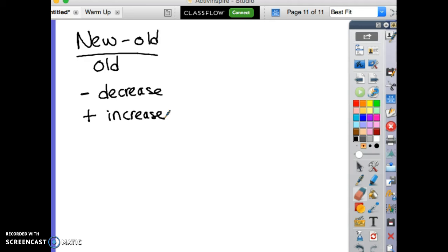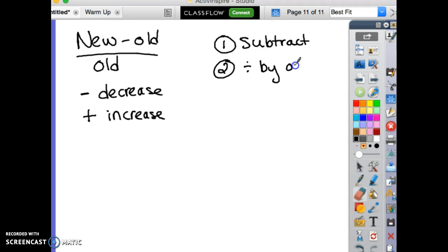I'll do an example this way, but the way we're going to do it is we're going to subtract the numbers. Okay, then we will divide by the original amount. Okay, and then we convert to a percent by multiplying by 100. Okay, then we will make a note if it's a percent increase or percent decrease.